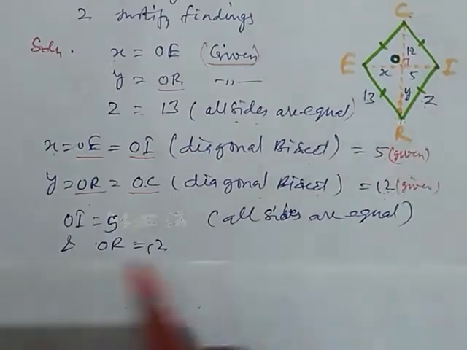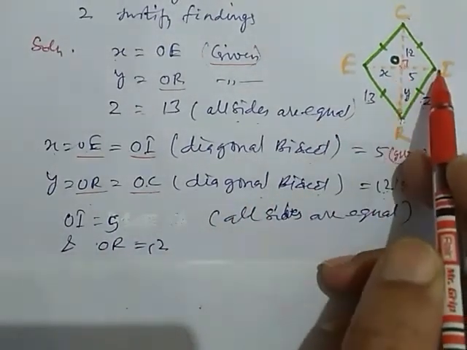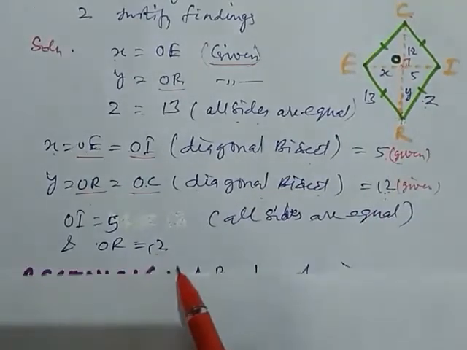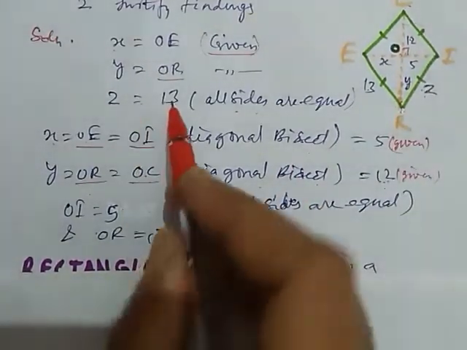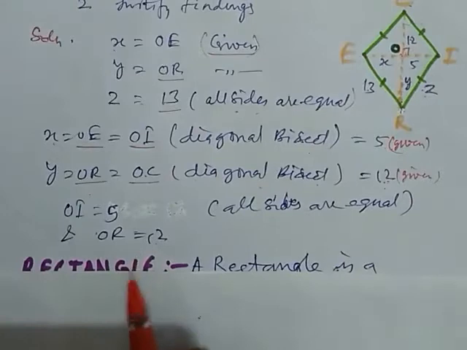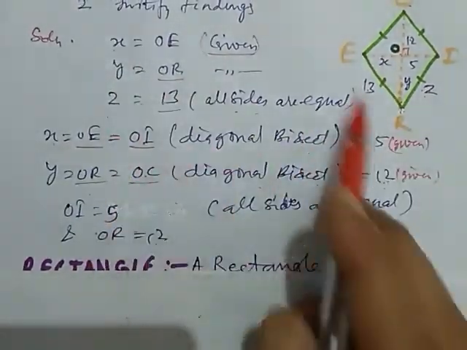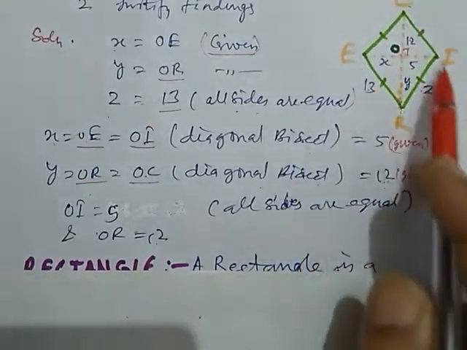Here OI is 5 and OR is 12, and Z equals 13. So in this way we get X, Y, Z. These are our findings with the help of the properties of a rhombus.